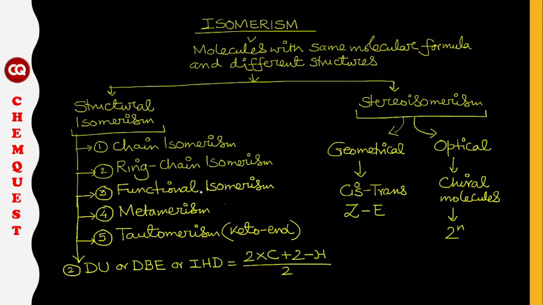Now we are going to discuss the different types of isomerism: chain isomer, ring chain isomer, functional, metamerism, tautomerism part. Our next part is examples and discussion of different parts. First we are going to discuss the DU, DBE or IHD part.